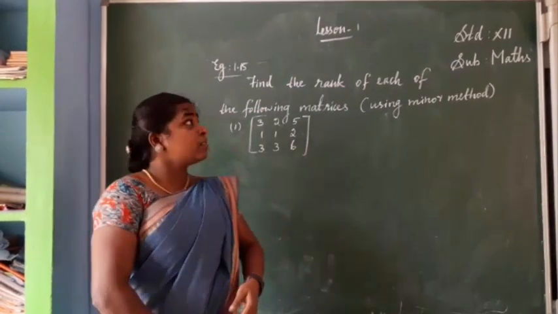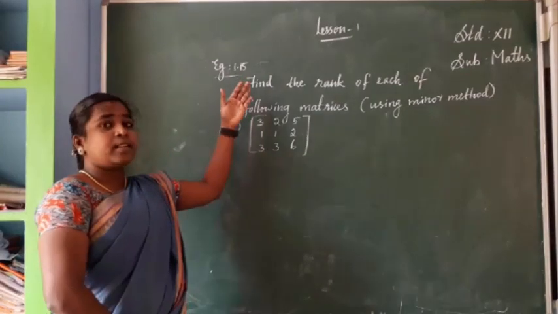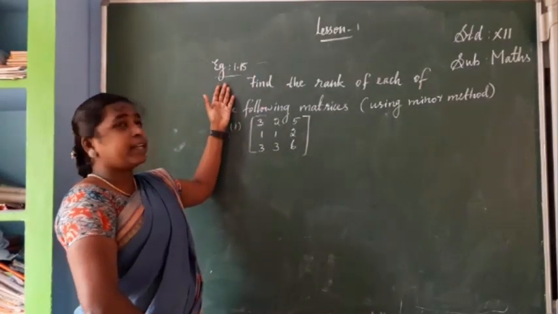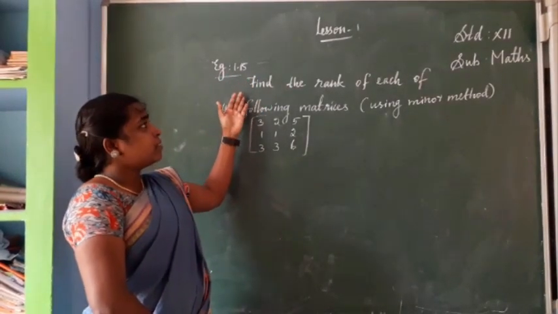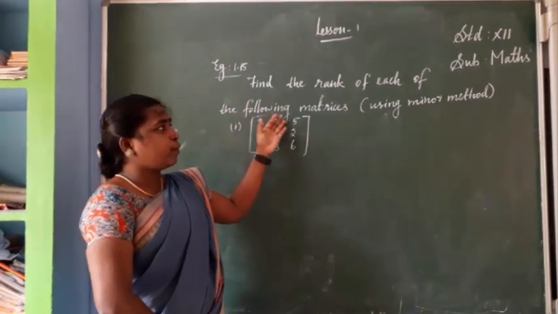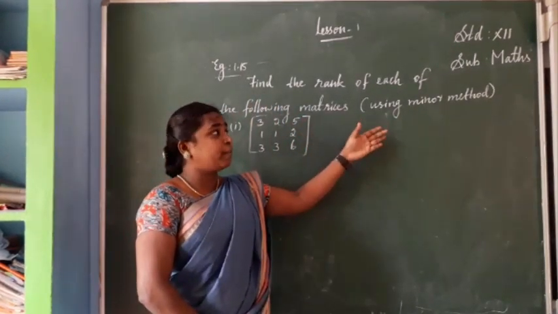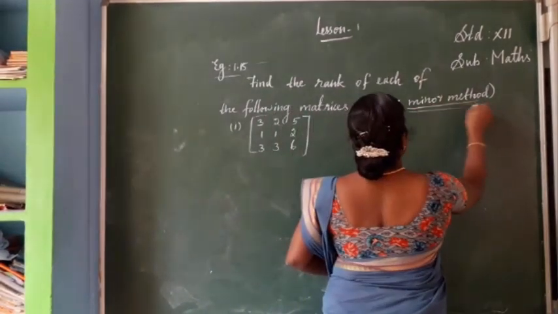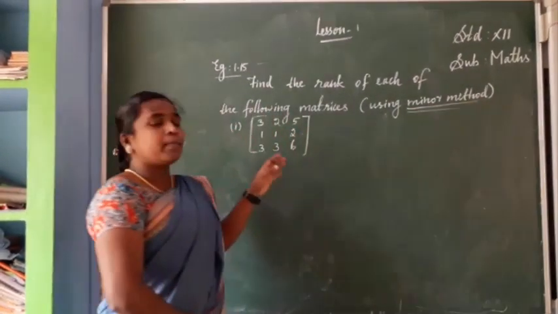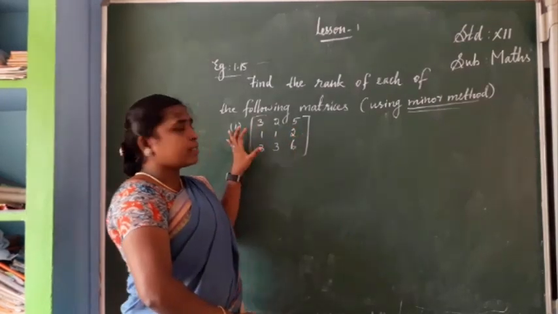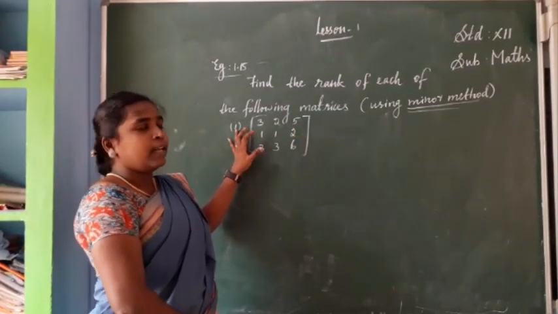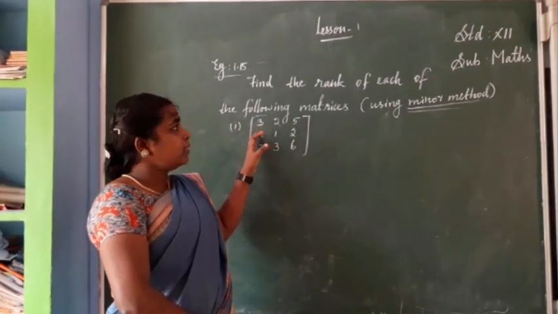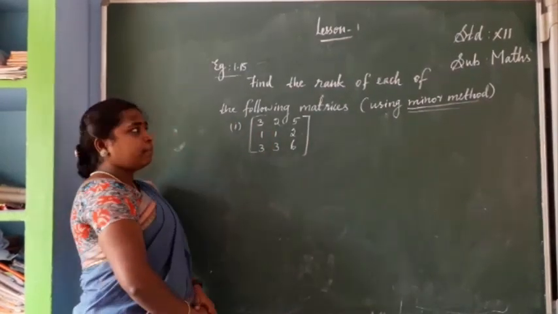Good morning, students. Today, same lesson 1. So, we are going to see example 1.50. Find the rank of each of the following matrices using the minor method. Method is important. If they mention using minor, it means we want to use this method only. One more method is there, that is the row reduction method. After this problem, we can see that method also.